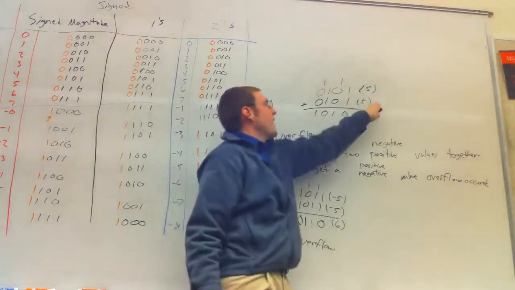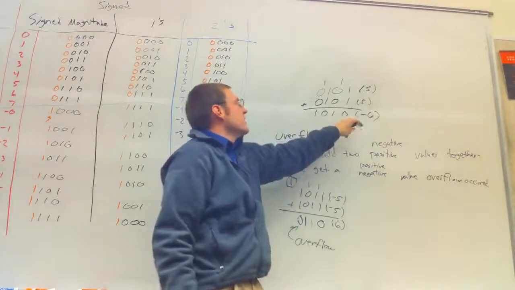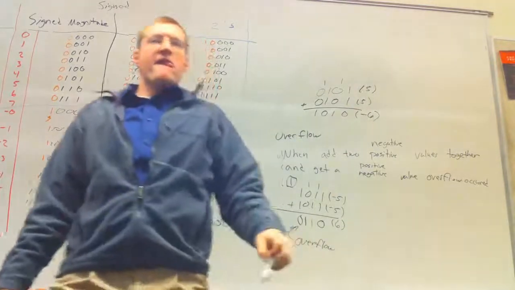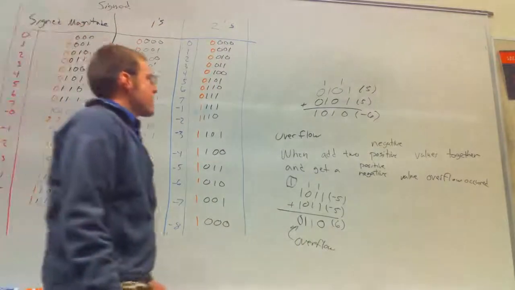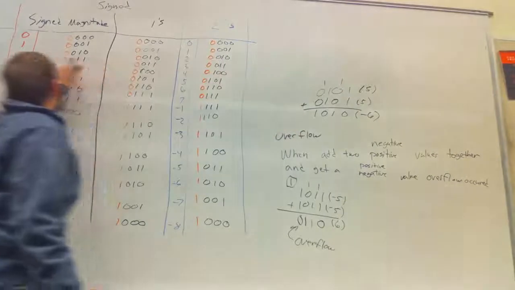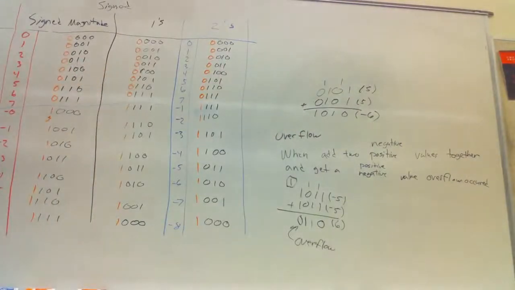If I add two positive numbers together and I get a negative number, I get overflow. Now, how do you determine if that first one is negative? Why wouldn't it just be 10? Which one? The negative 6. If I explicitly say 4 bits, okay, we're all working with 4 bits here.